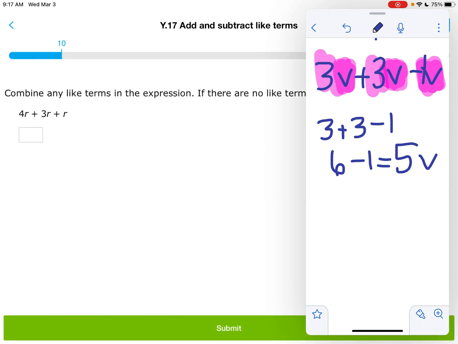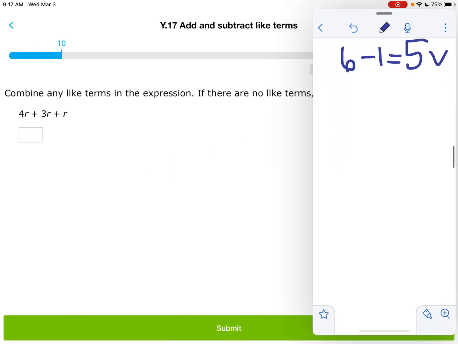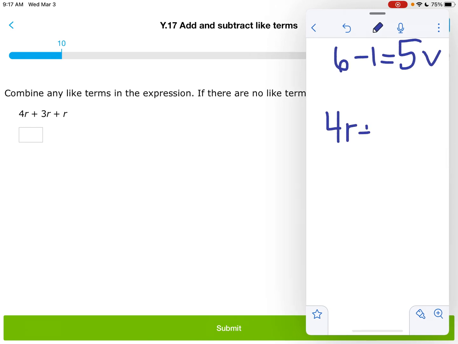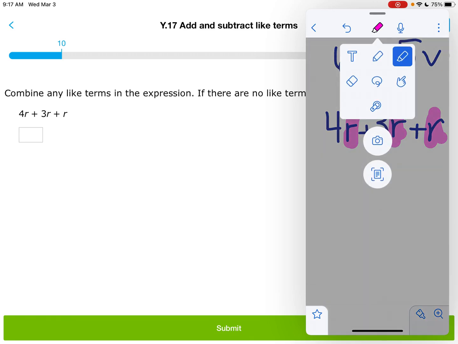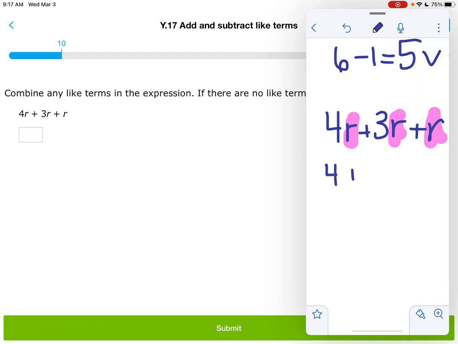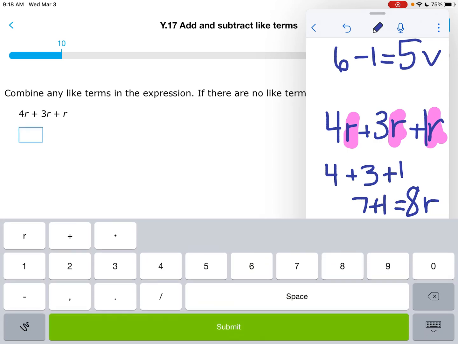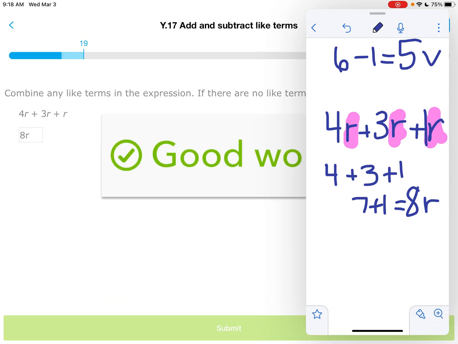Let's practice another one. This time we are combining like terms again. We have 4r plus 3r plus r. So if you notice, we have r's in all of these. So that means we can combine all of them. Okay, so to combine them, we're taking 4 plus 3 plus, remember, there's no number in front, so it's like a 1. 4 plus 3 is 7. 7 plus 1 gives us 8. But then we need to remember, not v, our r this time. So our answer is 8r.